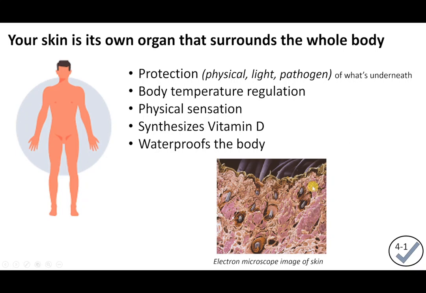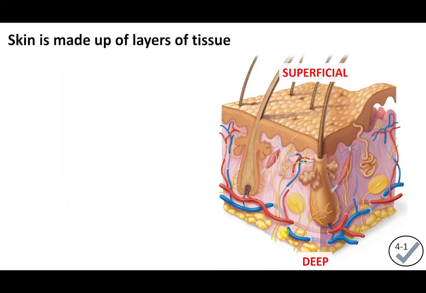When we go through this lecture video series, we'll talk about the different layers of the skin and the different tiny organs you can find within our skin. This is why we call our skin, the integumentary system, an organ system, because it's really a collection of organs. So let's break down the basic layers of our skin.